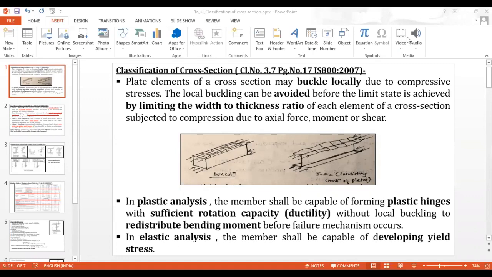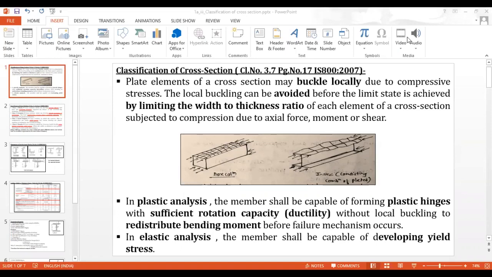In today's lecture, we will learn regarding the classification of cross section of the steel sections as well as numerical based upon it. For classification of cross section, clause number 3.7, page number 17 of IS 800/2007 is utilized. A brief theory regarding the cross section.